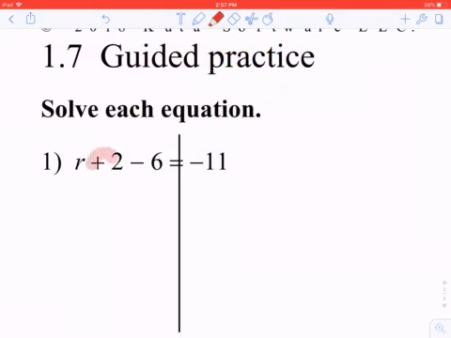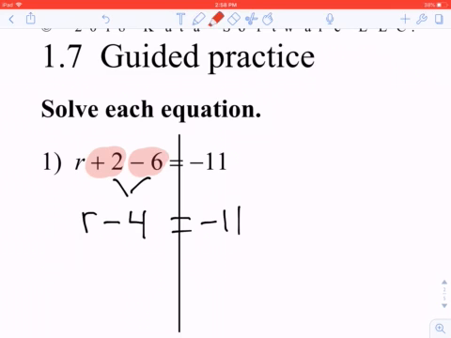In number 1, we're looking at a positive 2 and a negative 6, our like terms, and we will combine those using our integer sign rules. We have a positive 2 and a negative 6. The signs are different, so we will subtract them and keep the sign of the larger number. We will then rewrite all of our work so that we are left with r minus 4 is equal to negative 11.